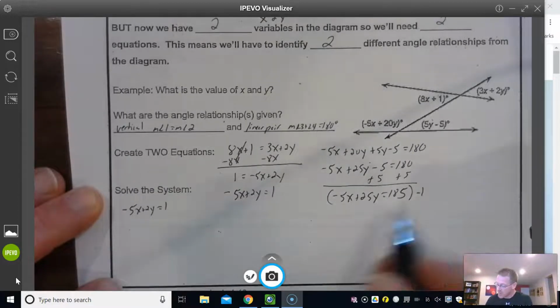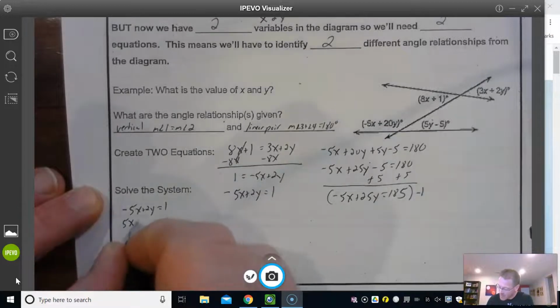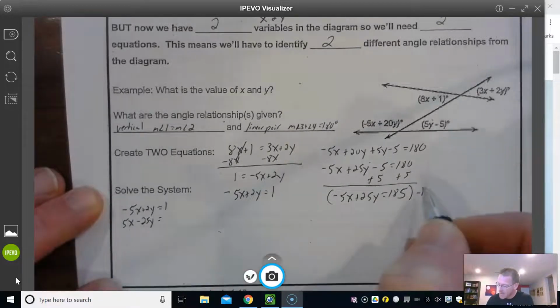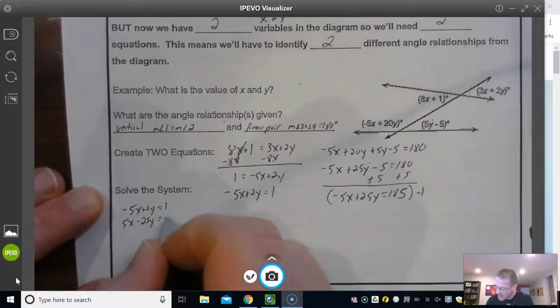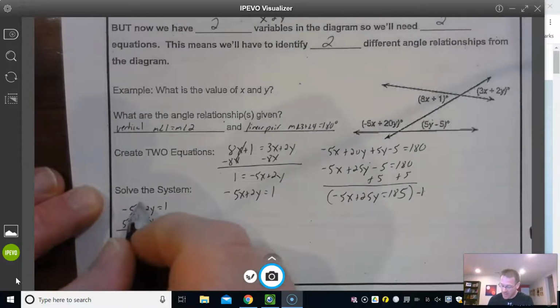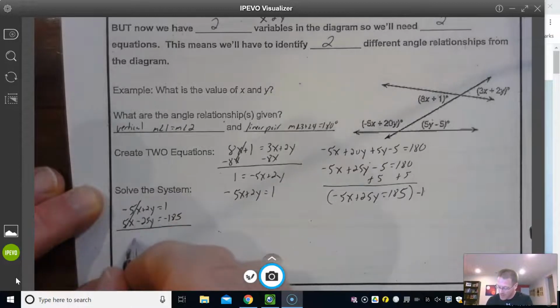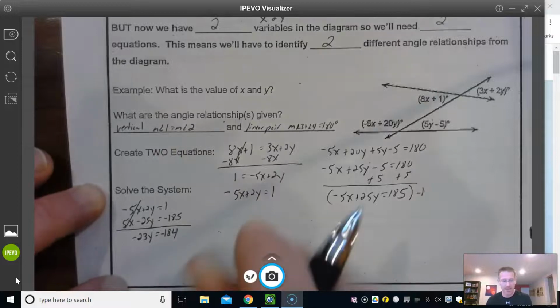And notice when I do that, that becomes a positive 5x. When I multiply that by negative 1, it becomes a negative 25y. And then when I multiply that by negative 1, it becomes negative 185. And then we can now add those together. And notice that is 0. And then I get 2y minus 25y, and that's negative 23y equals negative 184.